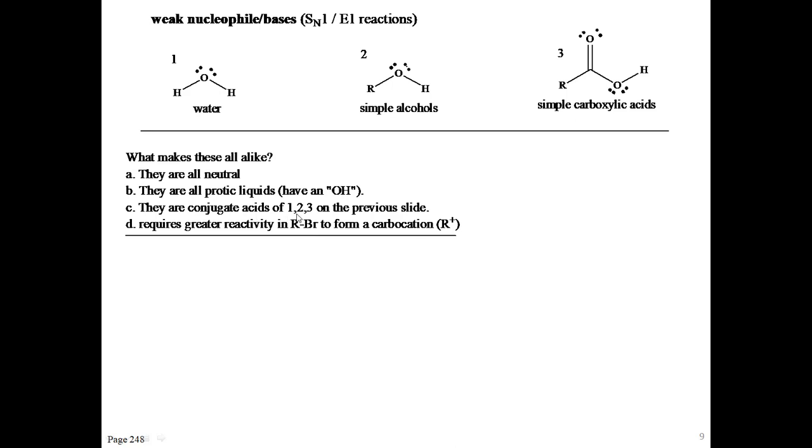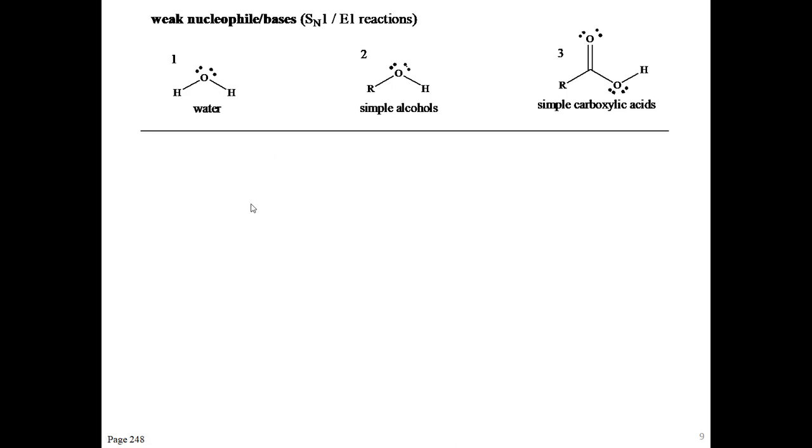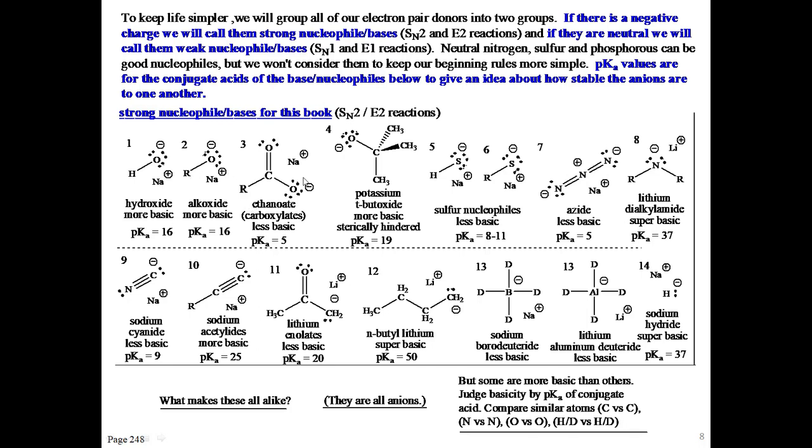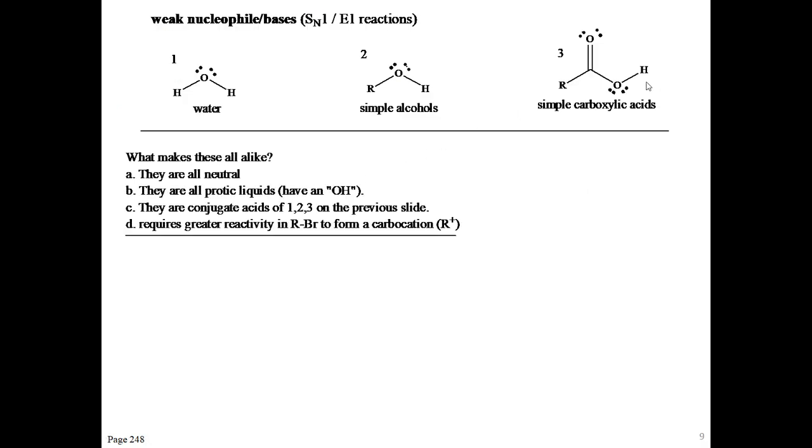They are conjugate acids of 1, 2, and 3 on the previous slide. So if we go back and look at that, 1, 2, and 3: conjugate acid of hydroxide is water, conjugate acid of alkoxide would be alcohol, conjugate acid of a carboxylate would be a carboxylic acid, which you can see up here.